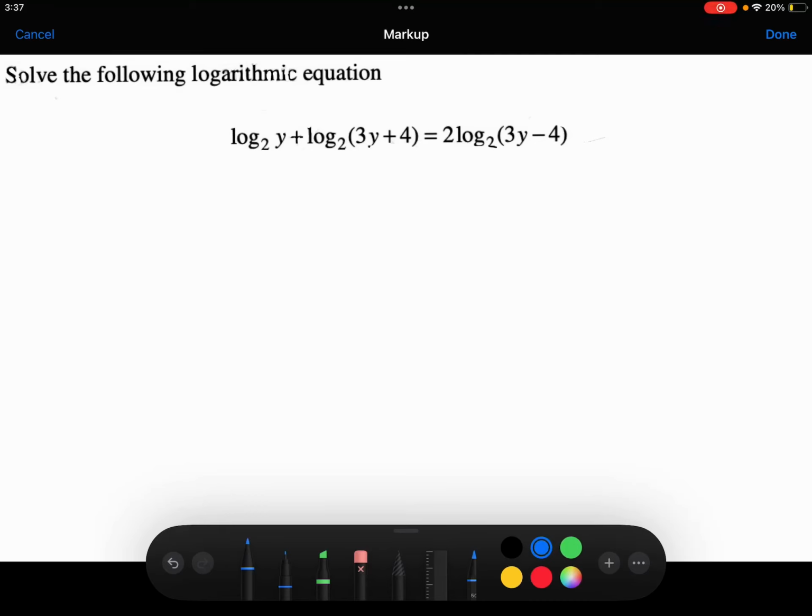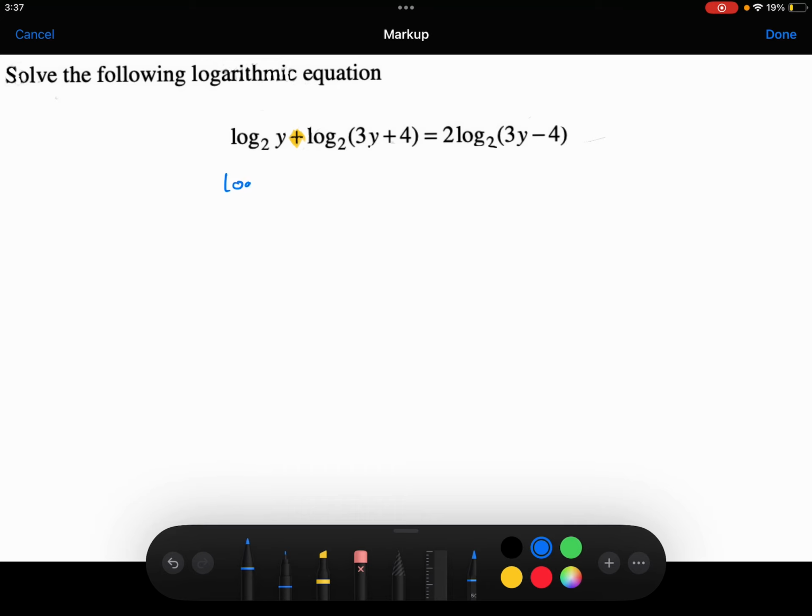We need to solve this logarithmic equation. So quite a lot of logarithms going on here, so I need to use the laws of logarithms to group them together. So on the left-hand side, I'm going to use the multiplication law to combine these two logarithms together.